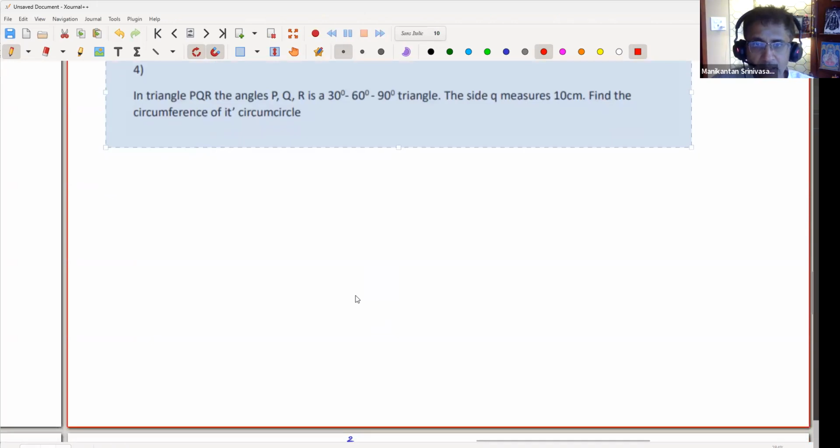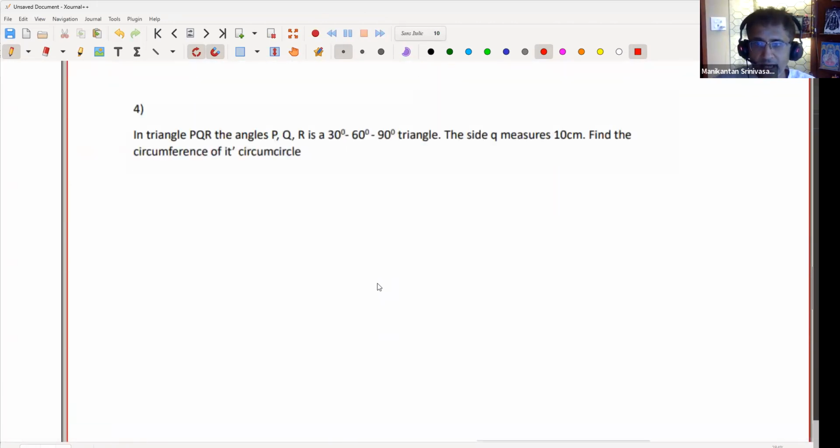In PQR, a 30, 60, 90 triangle, side q measures 10. Find the circumference of its circumcircle. Kunsh, what did you get on this one?